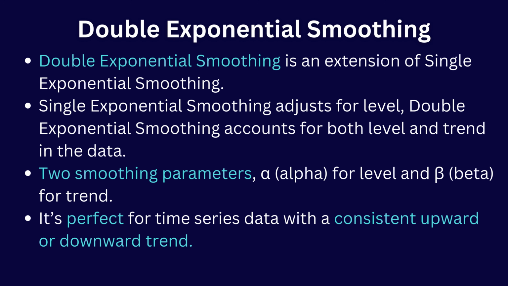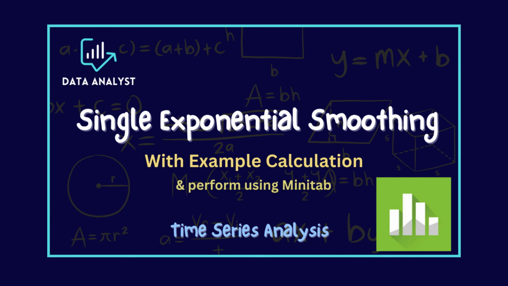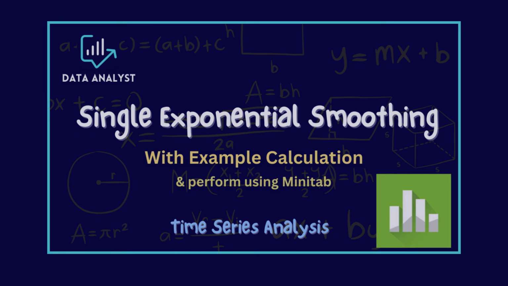Here's the basic idea. We use two smoothing parameters, alpha for level and beta for trend. It's perfect for time series data with a consistent upward or downward trend. In the previous video, we discussed single exponential smoothing. I think you all can remember that we used one parameter for single exponential smoothing, that is alpha. If you're someone new but you want to learn single exponential smoothing, then go and watch that video.